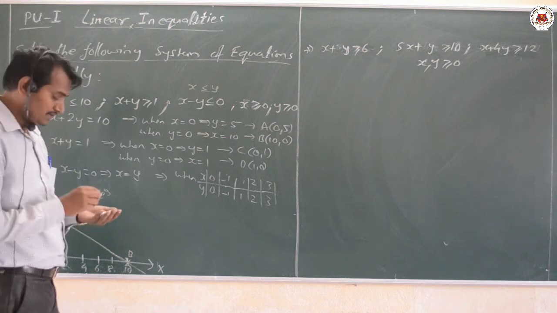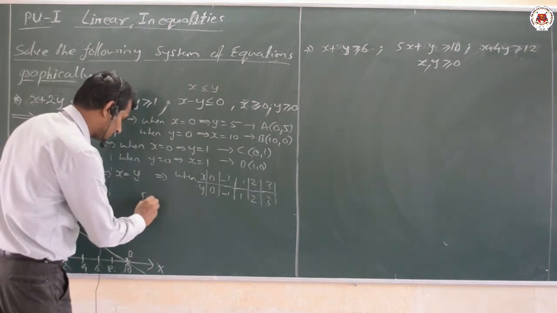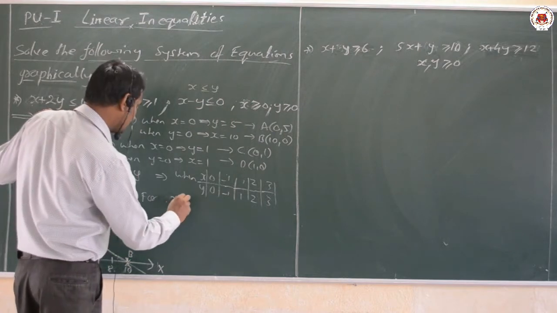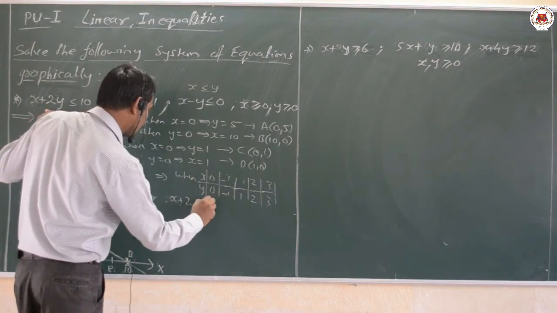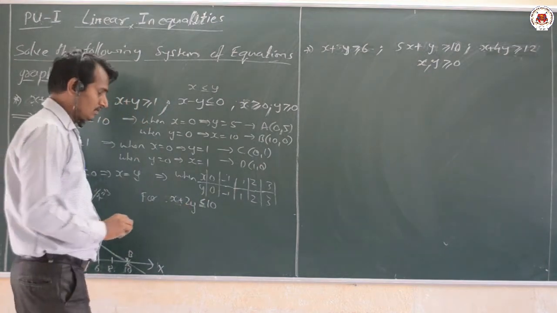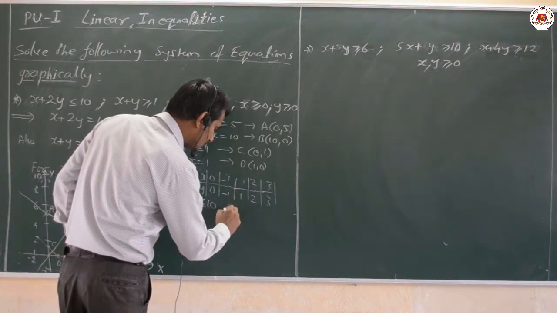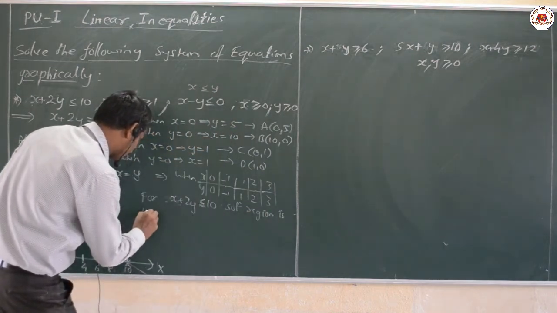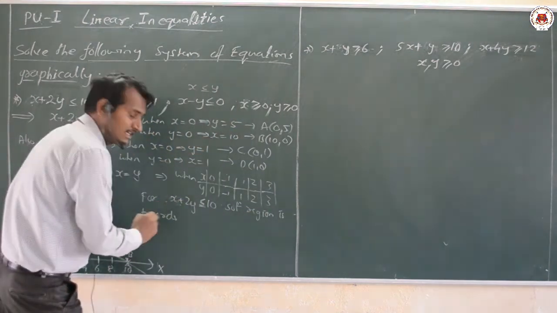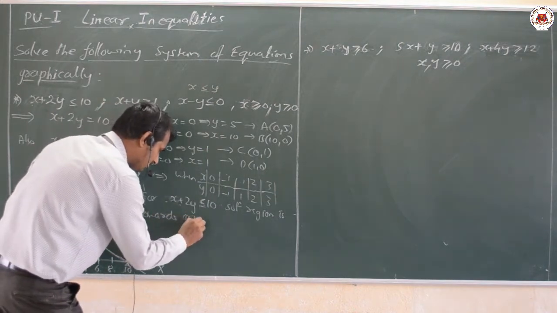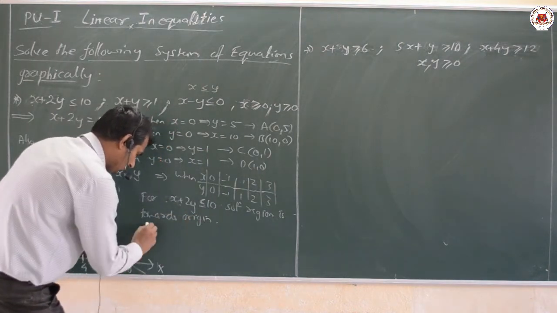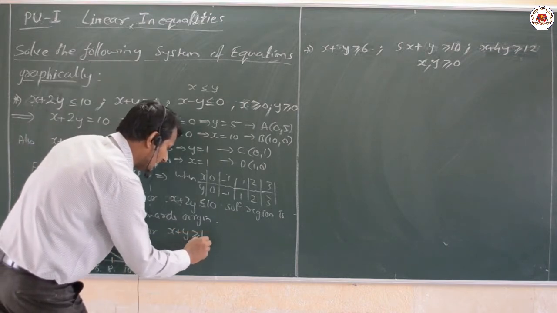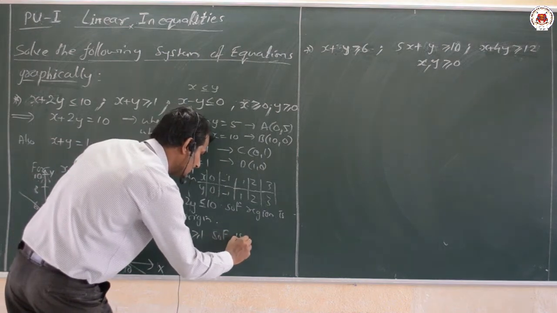Now I will write down about the feasibility. The first thing, for the first inequation, that is x plus 2y less than or equal to 10. For x plus 2y less than or equal to 10, the solution region is towards the origin, since less than means towards the origin. For the next one, x plus y greater than or equal to 1, the solution is away from the origin.